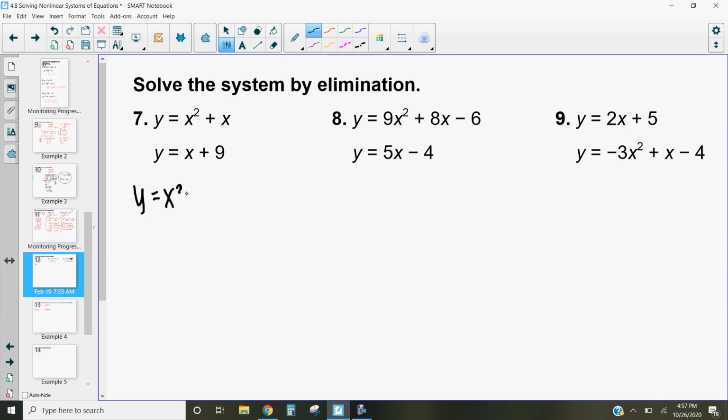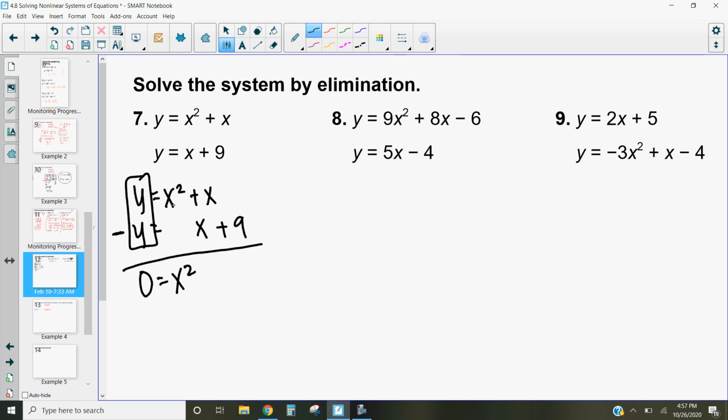Y equals x squared plus x, and y equals x plus 9. Notice how I stacked the ones that were similar. Now we're going to subtract these two. Y minus y is 0. X squared minus 0 is x squared. X minus x is 0. And nothing minus 9 is negative 9.